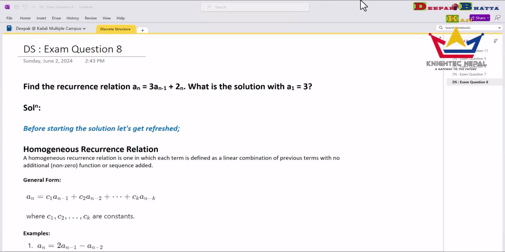Welcome. So today we will discuss another set of questions regarding recurrence relations. For recurrence relations, we need to discuss the homogeneous recurrence relation and the non-homogeneous recurrence relation. We will discuss all the things for solving the given questions that are asked in the CSIT discrete structure.